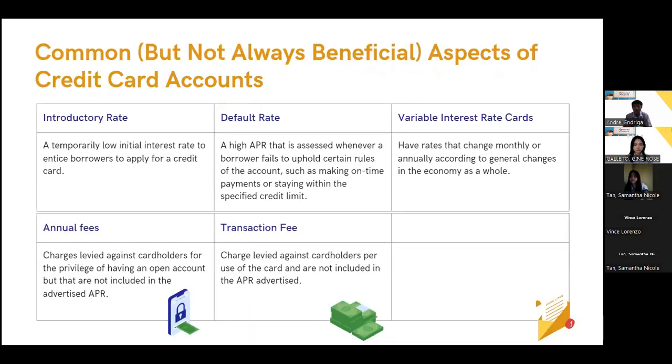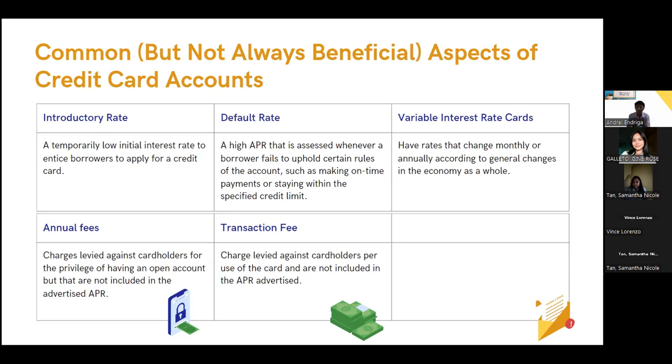So, common but not always beneficial aspects of a credit card account. Introductory rate, a temporarily low initial interest rate to entice borrowers to apply for a credit card. Default rate, a high APR that is assessed whenever a borrower fails to uphold certain rules of the account, such as making on-time payments or staying within the specified credit limit.